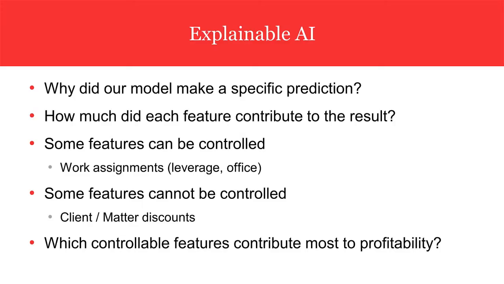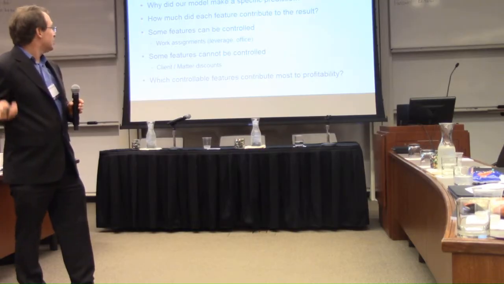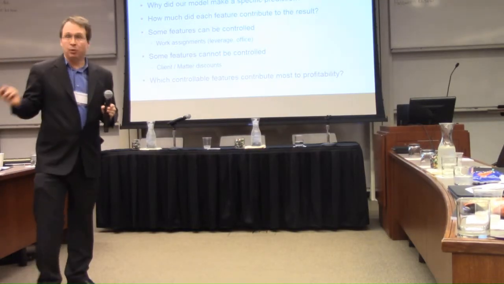This is an area called explainable artificial intelligence. It answers the questions of why did our model make a specific prediction? How much did each feature contribute to the result? Some features we can control. For example, work assignments.